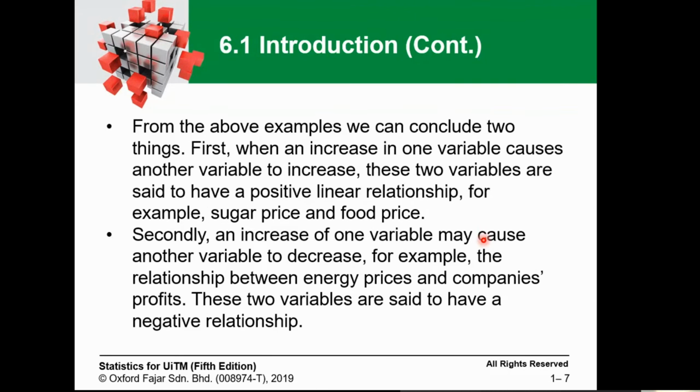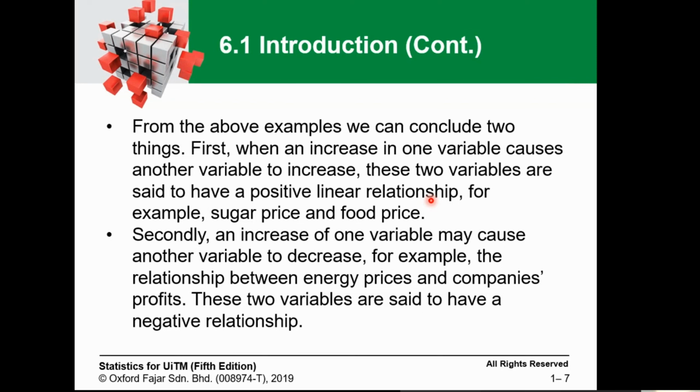First, when an increase in one variable causes another variable to increase, these two variables are said to have a positive linear relationship. So what is the difference between a positive relationship and a negative relationship? It is a positive relationship when an increase in one variable causes an increase in the other variable. We call it a negative relationship when an increase in one variable leads to a decrease in the other variable.